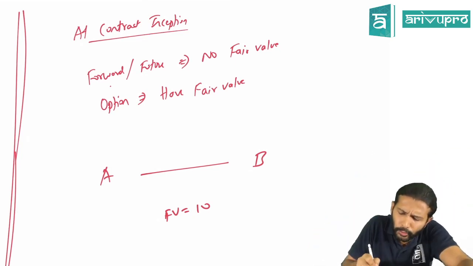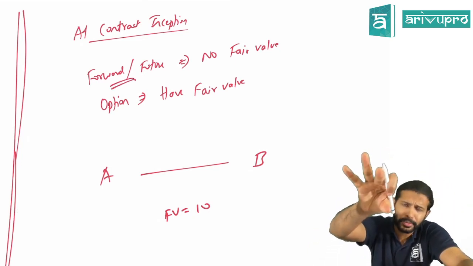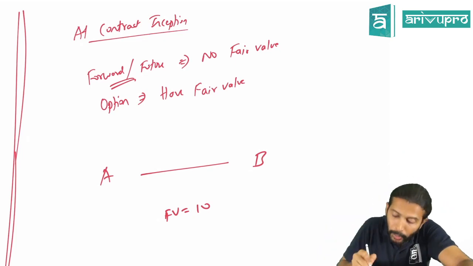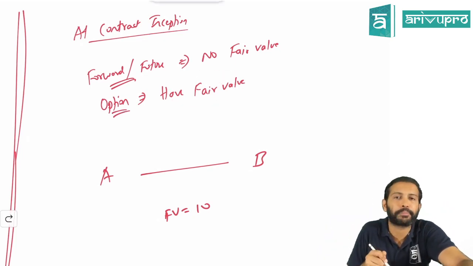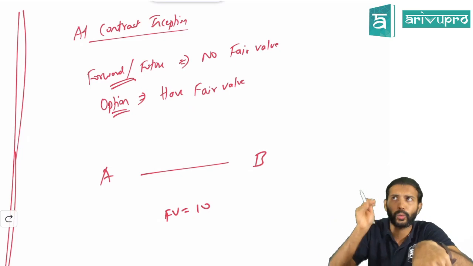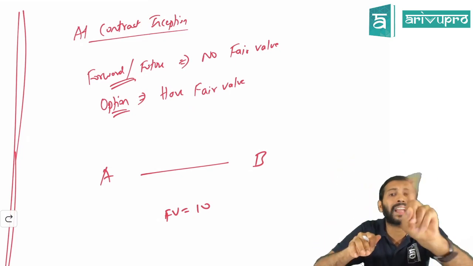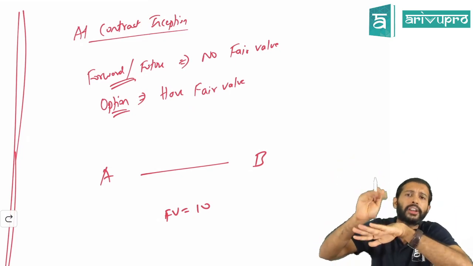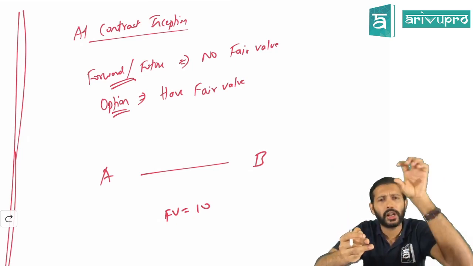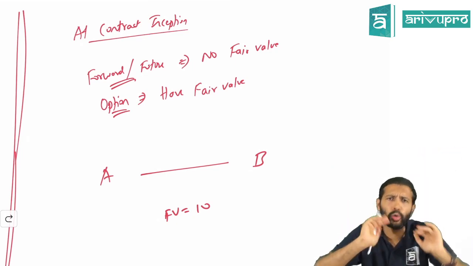That's the reason we say for forwards and futures, on the contract inception date, they will not have fair value, but only options will have fair value. Why? Because in case of a forward contract, once you enter into it, you cannot back out from it. If you enter into a forward contract with the term of 3 months, after 3 months, compulsorily you need to go through with that transaction.